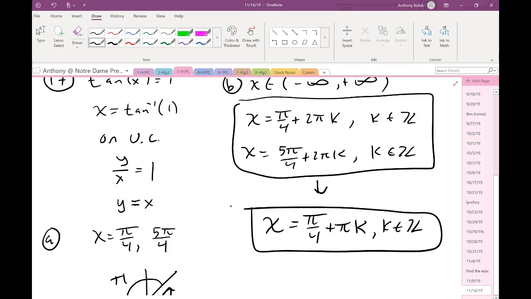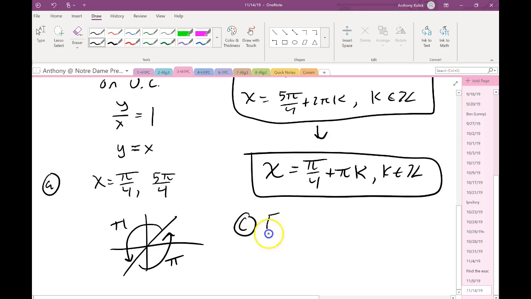This is a common feature for tangent functions. Why do you suppose that happens frequently for tangent? What's the fundamental period for tangent? Pi, as opposed to sine and cosine, which is 2 pi. So when you think about it that way, hopefully it's not super surprising. Okay there? Okay.